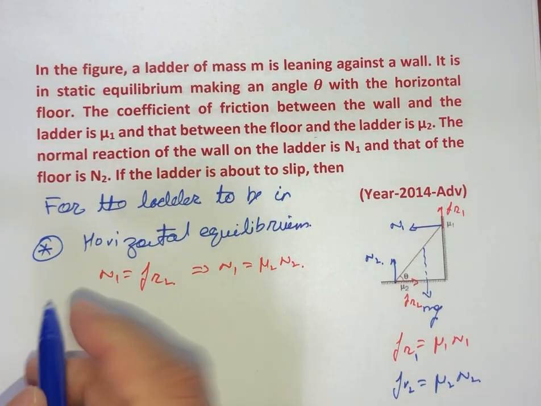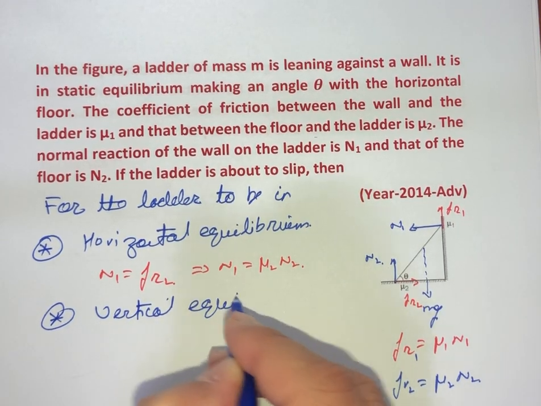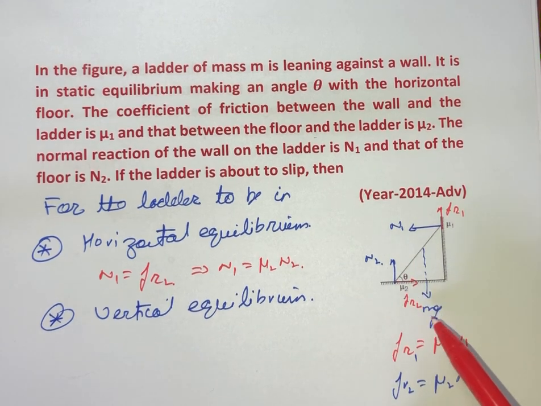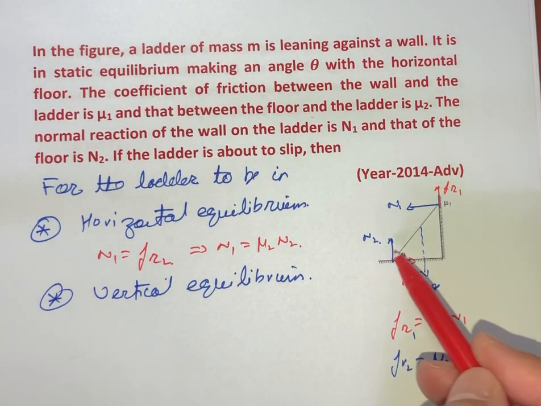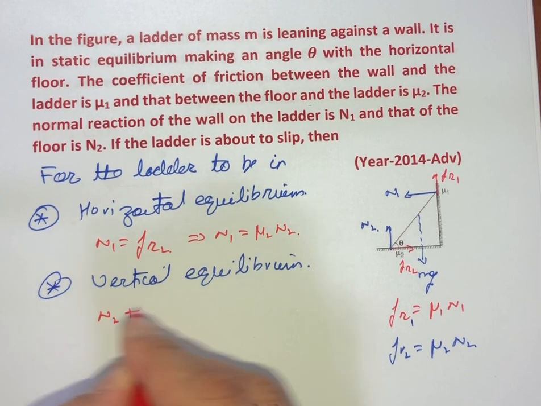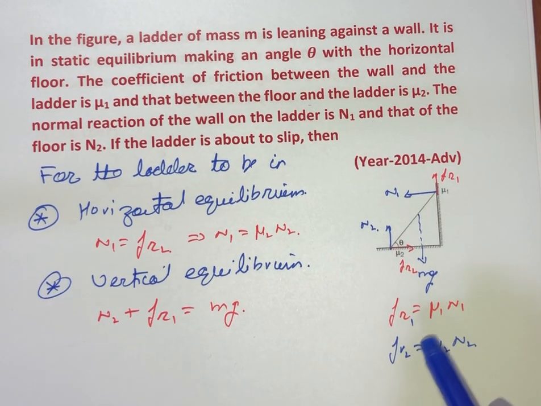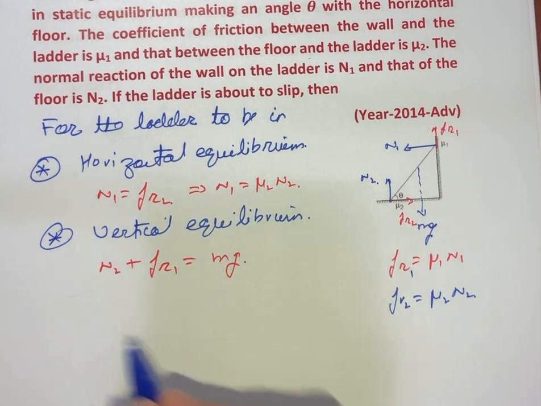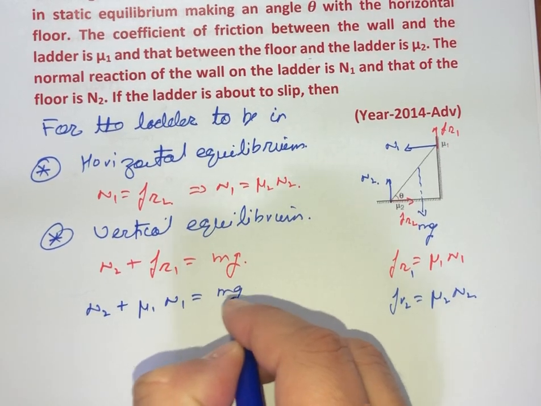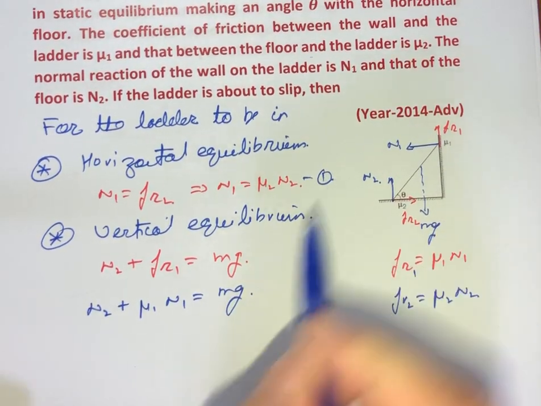And similarly for vertical equilibrium, there are three forces: n2, mg and Fr1. mg is in the downward direction, n2 and Fr1 in the upward direction. So for equilibrium, n2 plus Fr1 will be equal to mg, and we already know Fr1 is mu1 n1. We substitute it here, we get n2 plus mu1 n1 is equal to mg. Let us call this equation 1.